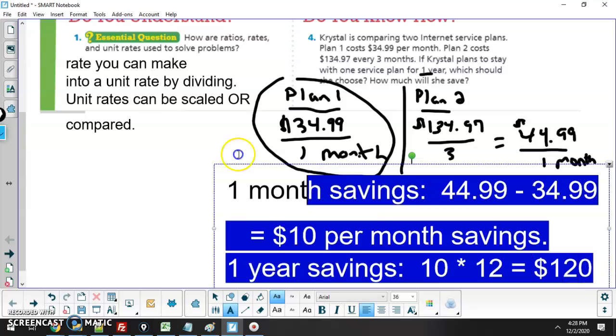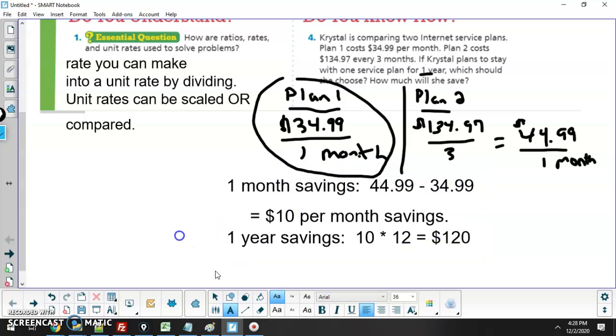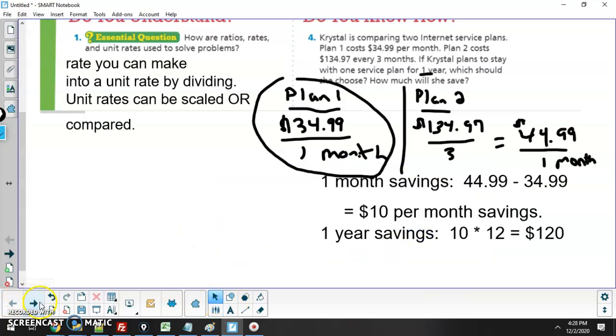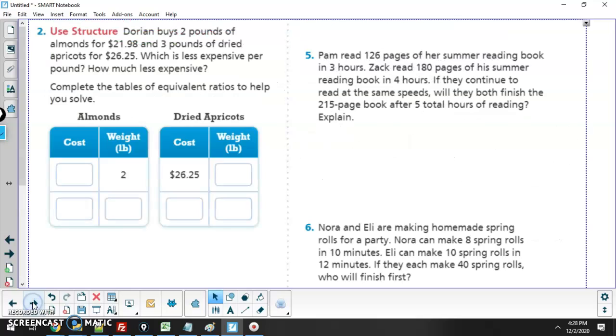Hopefully that makes sense for you guys. You have to figure out the unit rates here in order to compare them. Once you have them compared, then you can figure out how much you'll save by extending it for a year. All right, let's look at this next question.